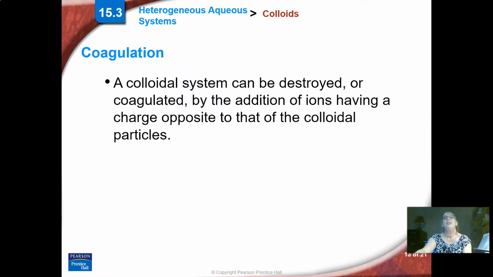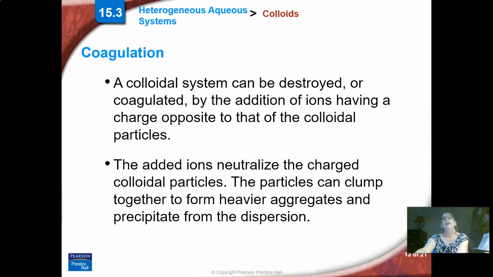A colloid system can be destroyed or coagulated by adding ions, and those charged particles will interact with the colloidal particles and make coagulation. So you might have heard that in blood. You can coagulate blood. When the ions are added, they neutralize the charge of the colloidal particles, and the particles clump together and form aggregates and precipitate. So this can happen in blood if there's a problem chemical that gets into blood.